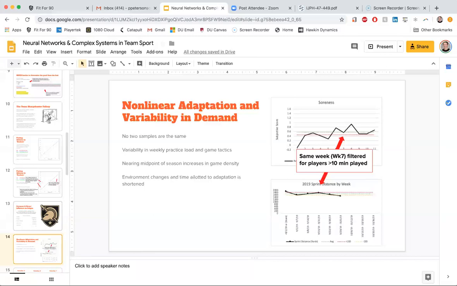But what happens where it dips back below into that predicted range, under that positive smallest worthwhile change, is you see here that our sprint distance by week started to go up. And that's when we started to play more games per week. We started to practice harder when we could, and density increases. So now we have a new environment. Now we have new demands, or possibly similar demands, just less spread apart, with less time for adaptation and recovery.